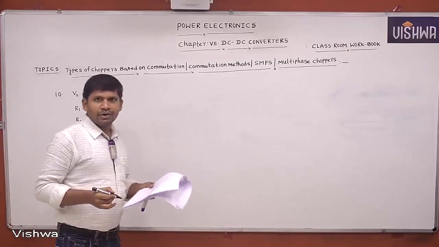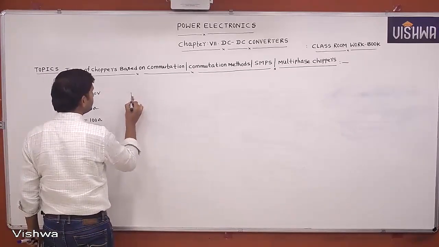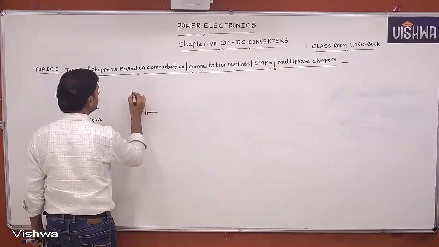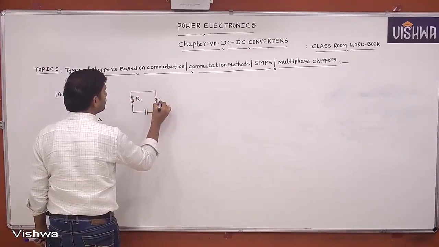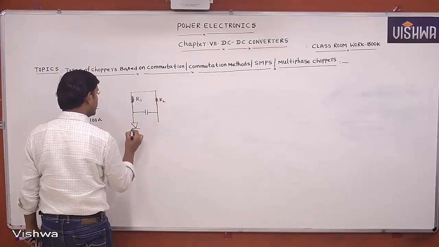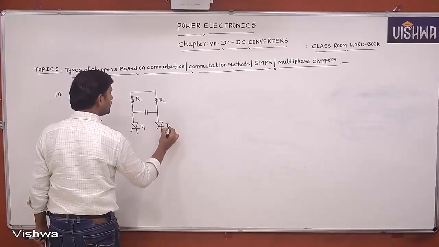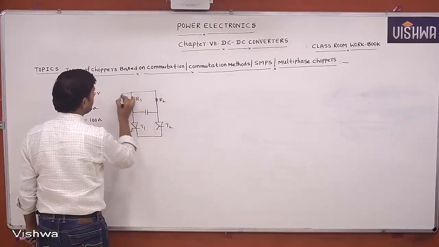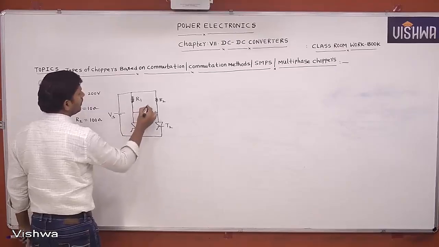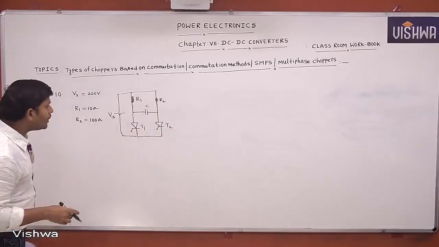What is the given circuit? This is the circuit given: this is R1 and this is R2. This is T1 thyristor and this is T2 thyristor. This is Vs. In this circuit, find the peak value of current through thyristor T1 and T2.